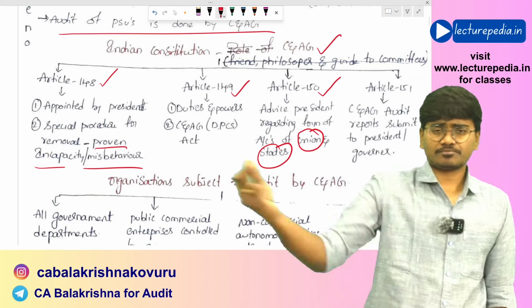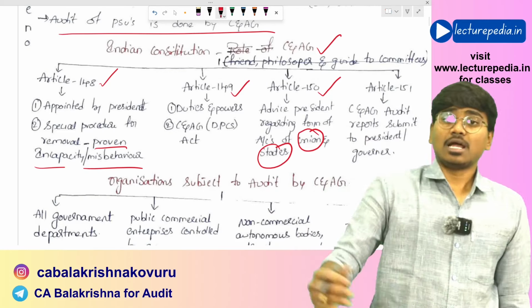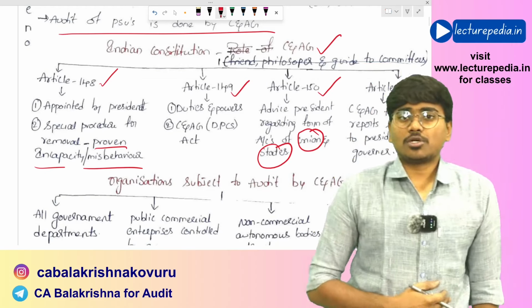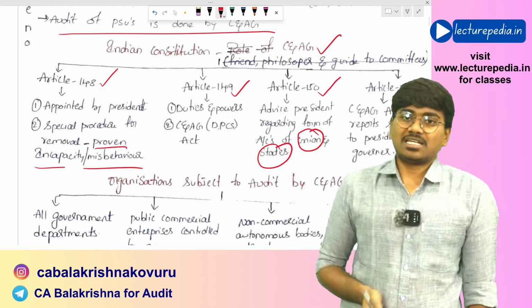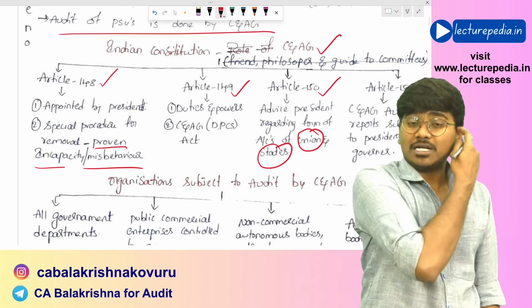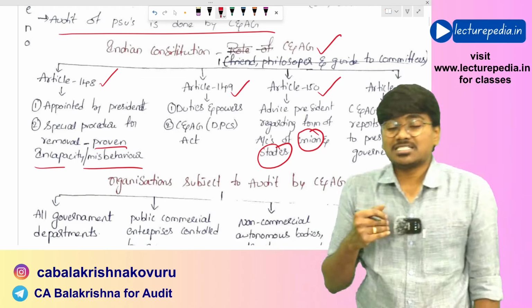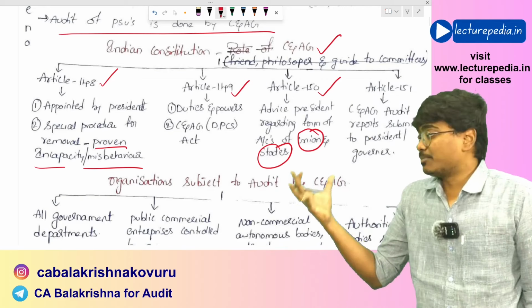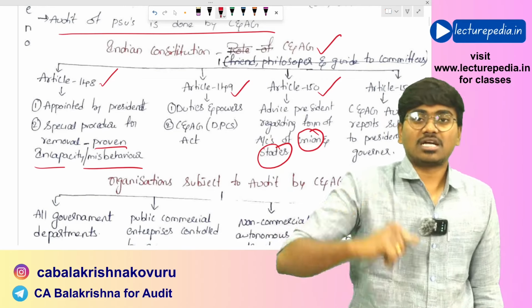Union means there are union territories, na? The central government will also be called the union, and the state governments, how these have to maintain their accounts, the format of the accounts, will be advised by C&AG to the president, and the president will prescribe it to the governments.